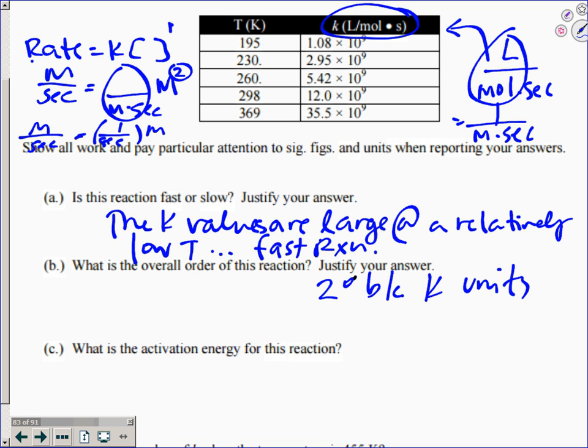Okay? All right, so continue. What is the activation energy? Now this is y'all, okay? Find the activation energy.